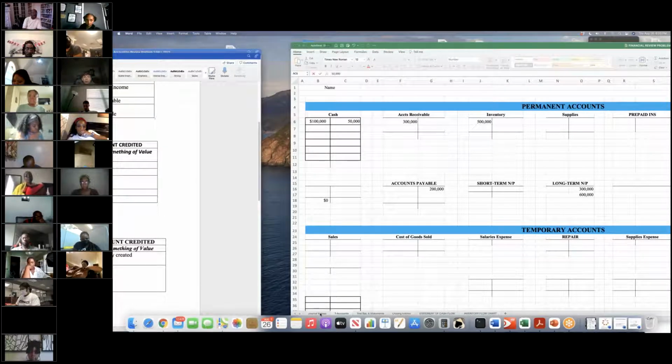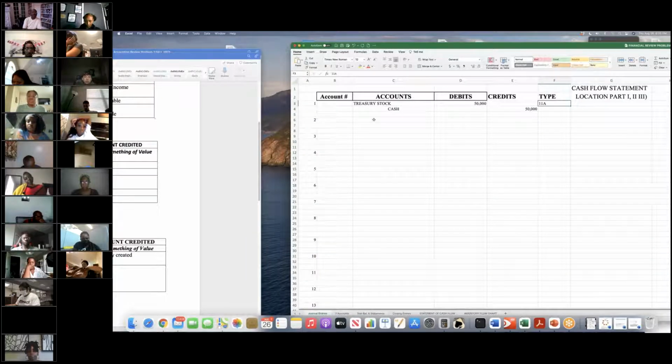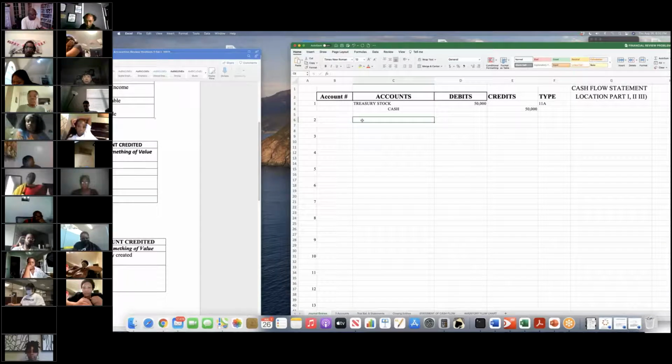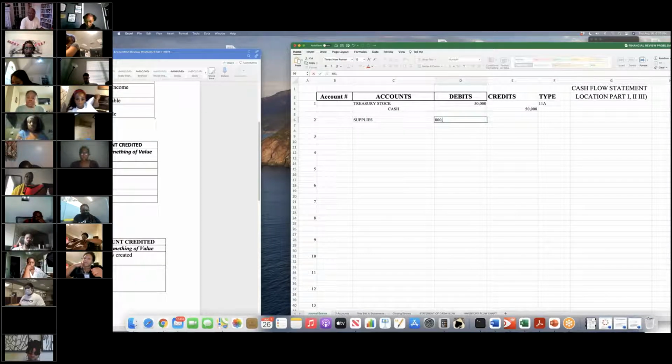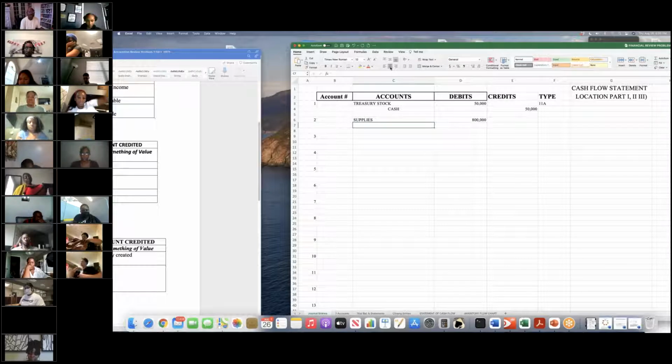So we have to go to the journal entries. Debit supplies for 8,000 and credit what? Accounts payable. Accounts payable, 8,000.